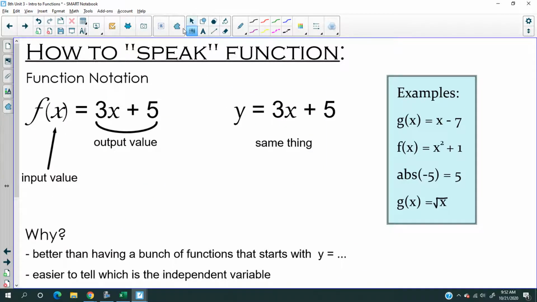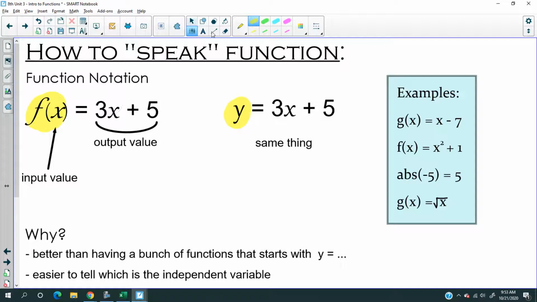So in this segment, we're gonna talk about how to speak function, okay? Even though I taught you a lot about speaking function already. Functional notation, right? So here we have f of x, which is the same thing as y. So notice how the two expressions, 3x plus 5 is 3x plus 5, only on this side is it different. So here we got f of x, y, same thing, okay? So the input value here is the letter x, output value.